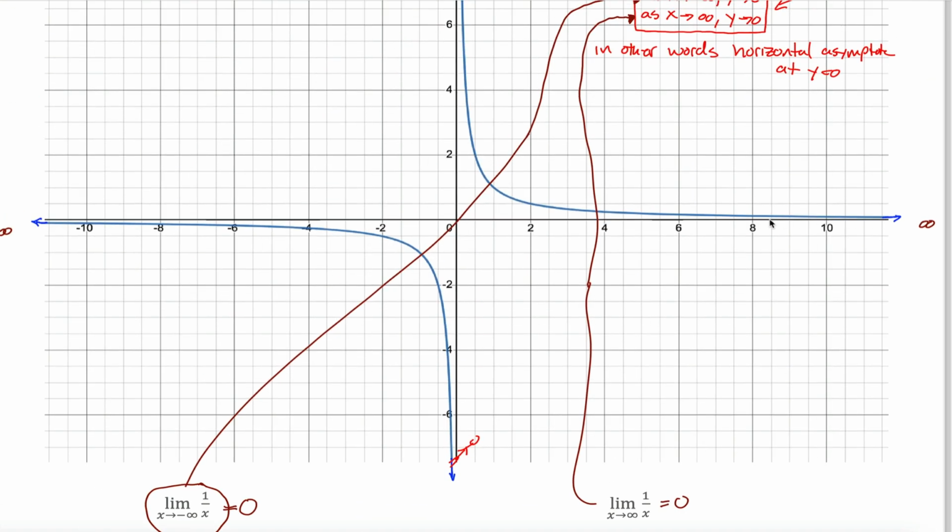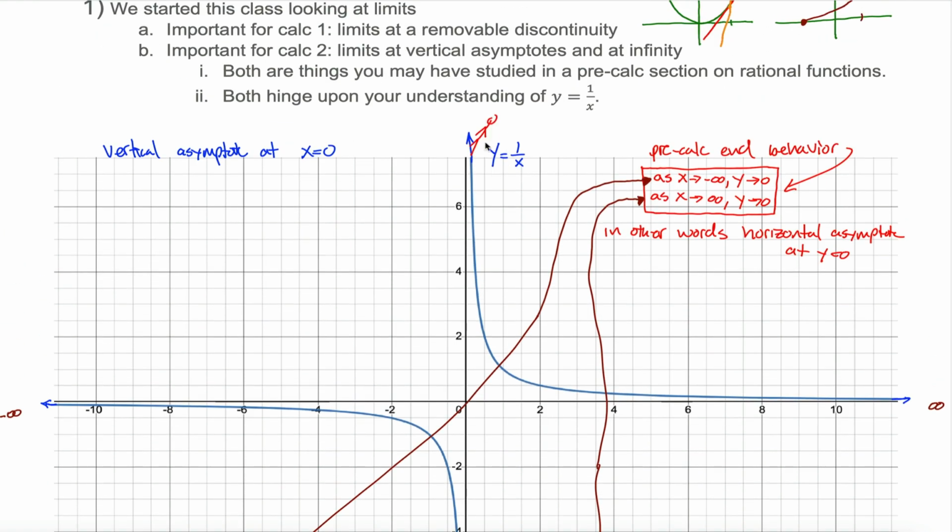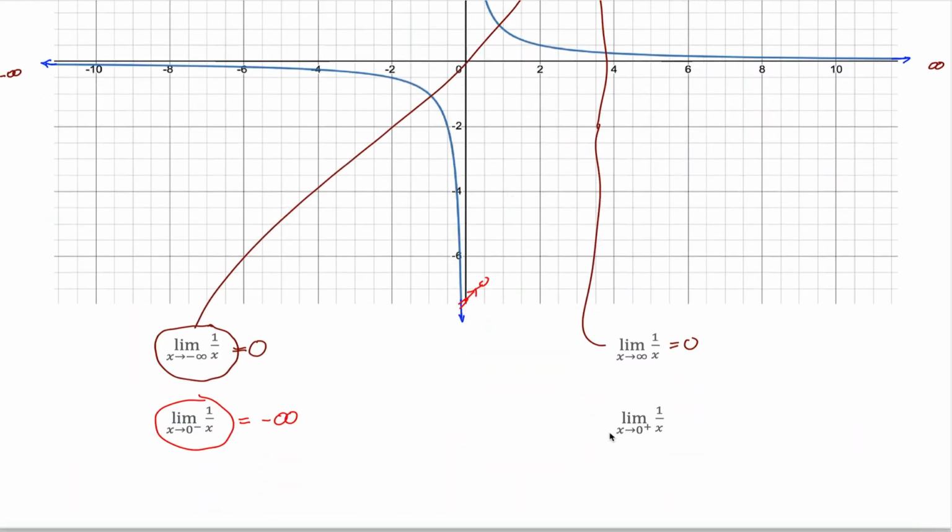Well, remember, the positive side means the hiker's coming in this direction. The hiker's getting infinitely close to 0, but now the hiker's coming in on this trail. The closer and closer to 0 we get, the higher up this hiker goes. This hiker never stops. This hiker gets infinitely high. The limit as x approaches 0 from the positive side of 1 over x is equal to positive infinity.